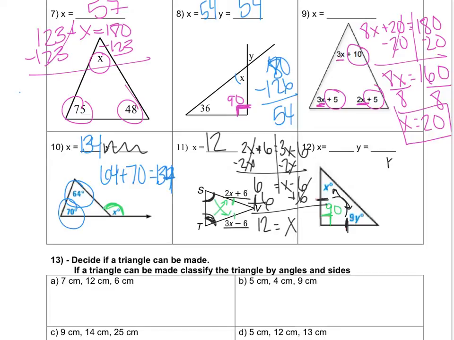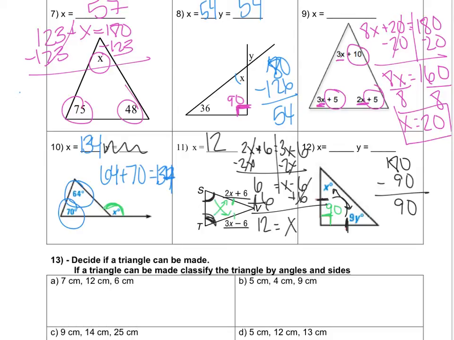So if I do 180 and I'm going to subtract off this 90 angle right here, 180 minus 90 is 90. So that's telling me that I have 90 degrees to split up evenly between x and 9y. Why do I know I'm splitting it up evenly? Since these sides are the same, the angles opposite them have to be the same. So this angle plus this angle has to equal 90.